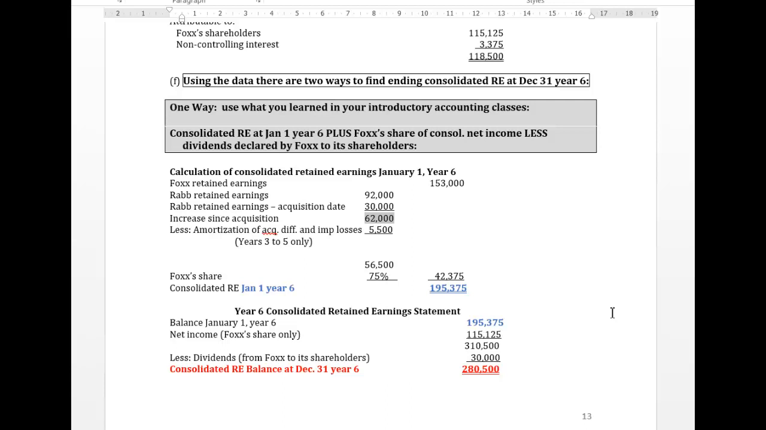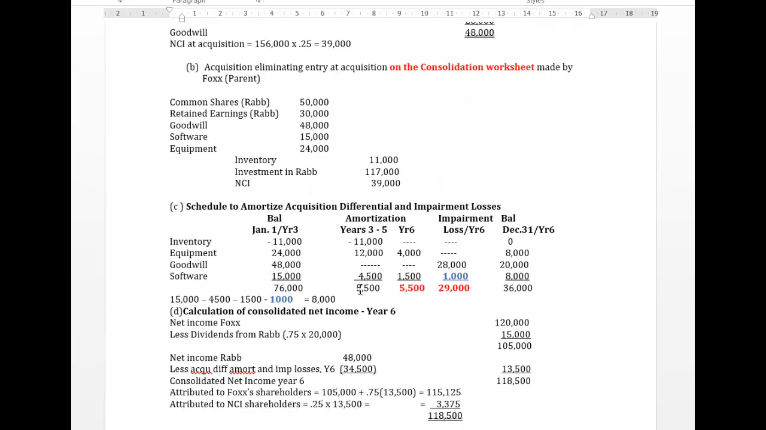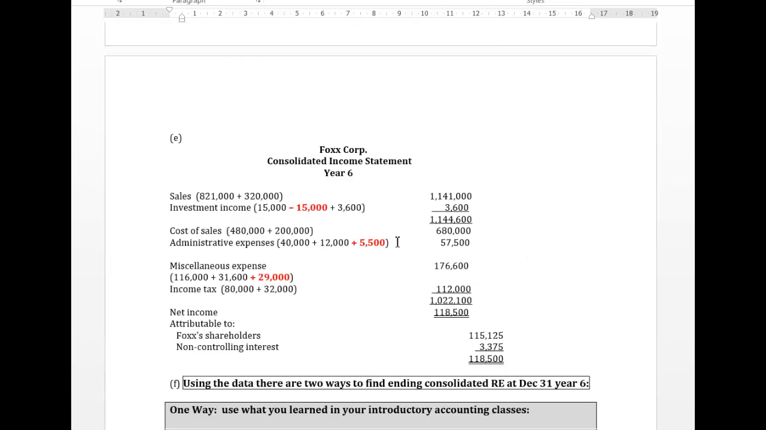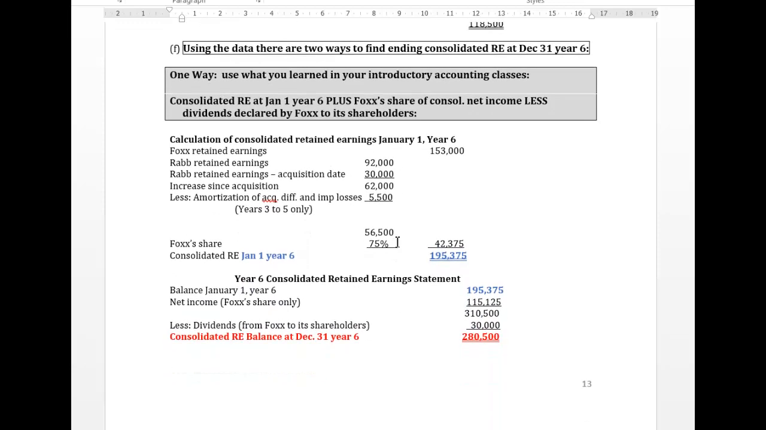But don't forget, from years 3 all the way to the end of year 5, we would have amortized $5,500, right? If you go back to your Part C, you'll see it there. It's right in there, $5,500 from years 3 to 5. We're not interested in year 6 yet because we're only at January 1, year 6. We're not into actual year 6. So we're only going to the end of year 5, which will take us to January 1, year 6, right? We don't have any impairment losses. You'll remember all the impairment losses were said to have occurred during year 6.